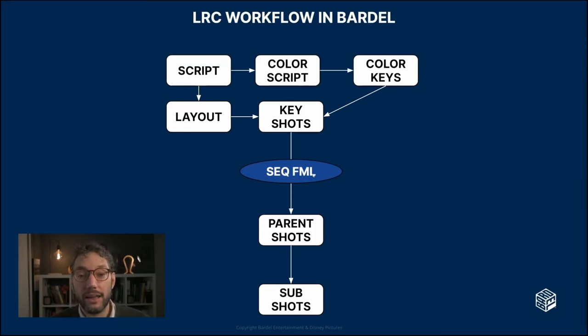Then we can go ahead and select the parent shots. So these are our parent shots, which are essentially other key shots of which we don't really have a color key. But because they belong to the same sequence and we sort of know how the room is lit at that point, we just use them to evaluate that kind of setup in those specific cameras and those specific angles. And then finally, we select the sub shots that belong to parent shots and key shots.